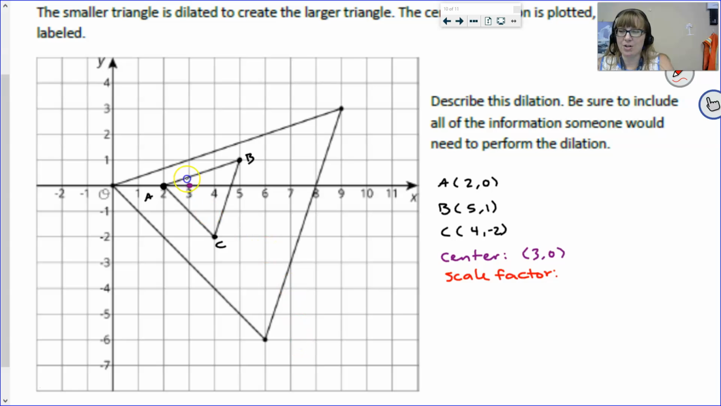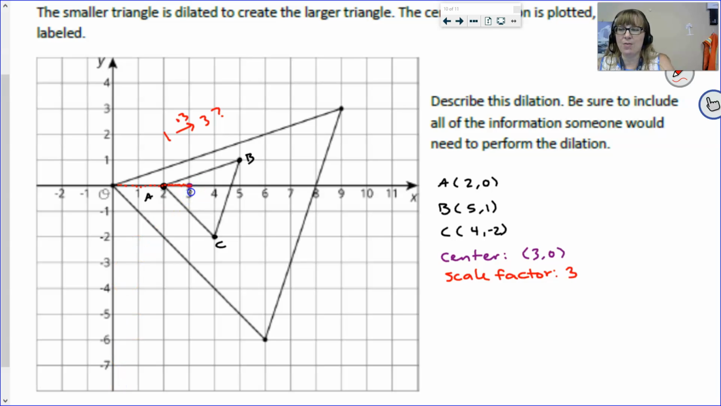And finally, we would need to know the scale factor. The scale factor, here's the easiest way to check. The distance from the center to original A has a distance of 1. But the distance from the center of dilation to our new point A prime has a distance of 3. So how does a 1 change to a 3? It's because we're multiplying by 3. So the scale factor here would be 3.